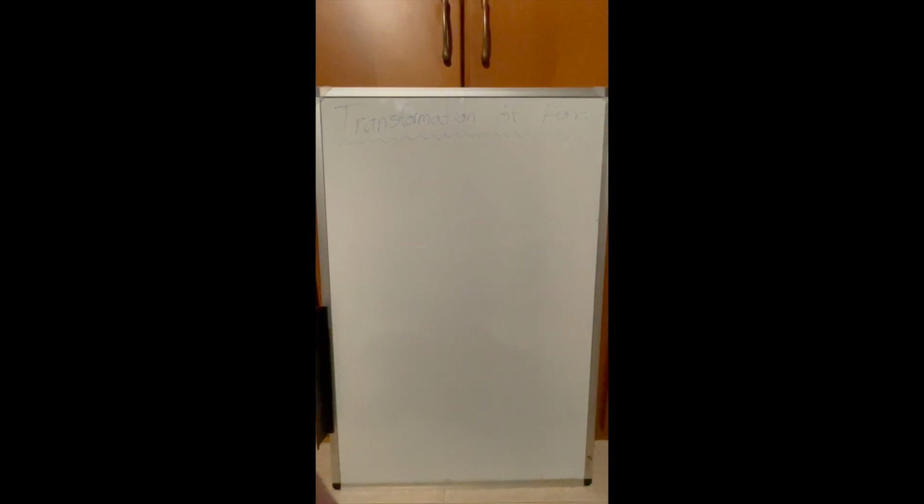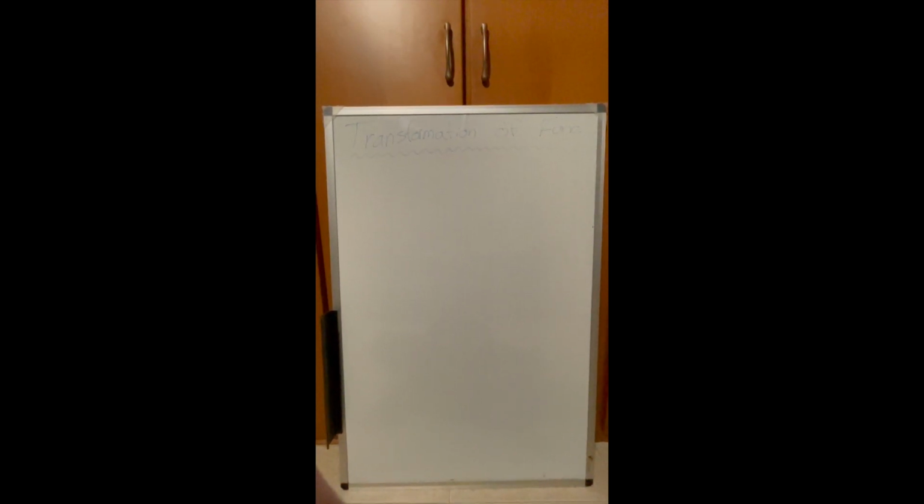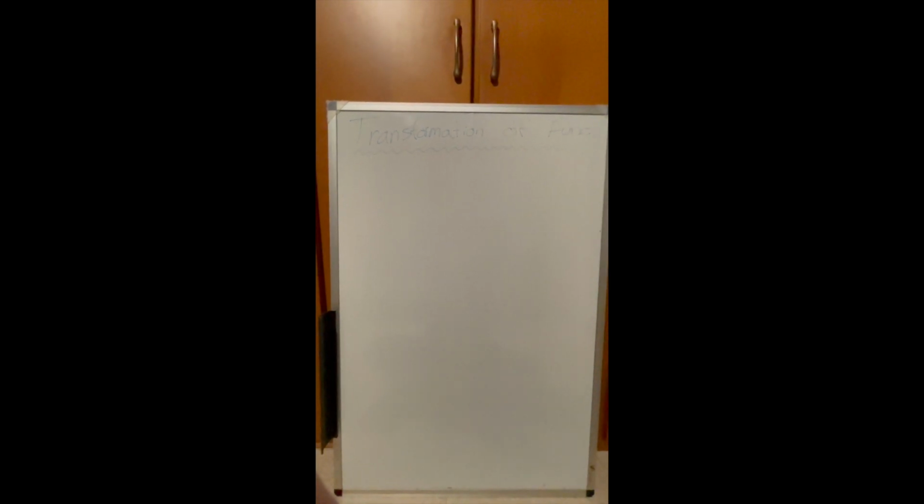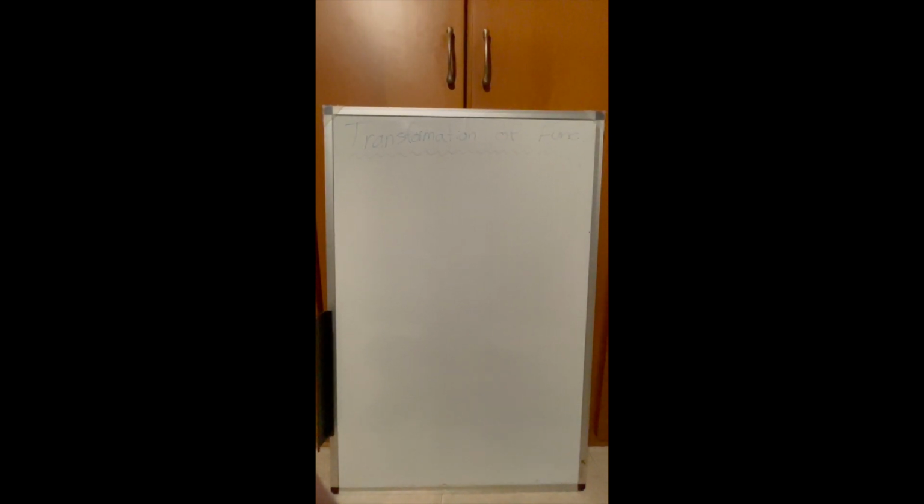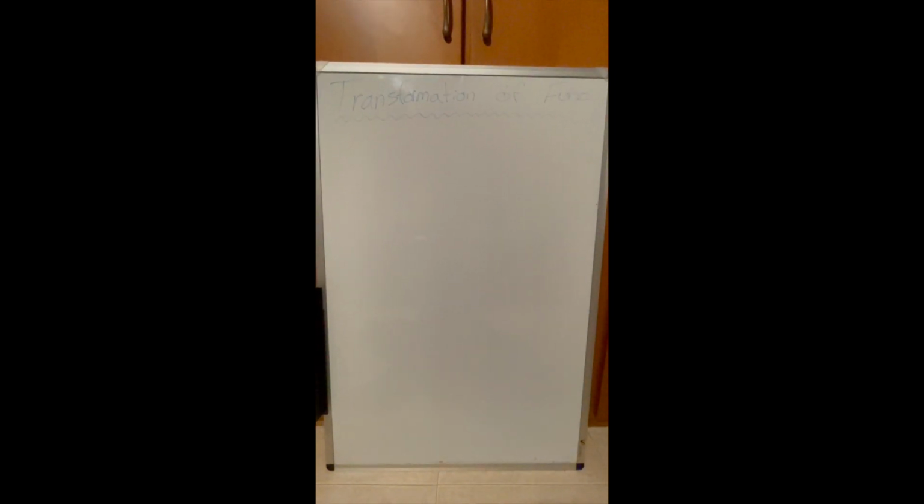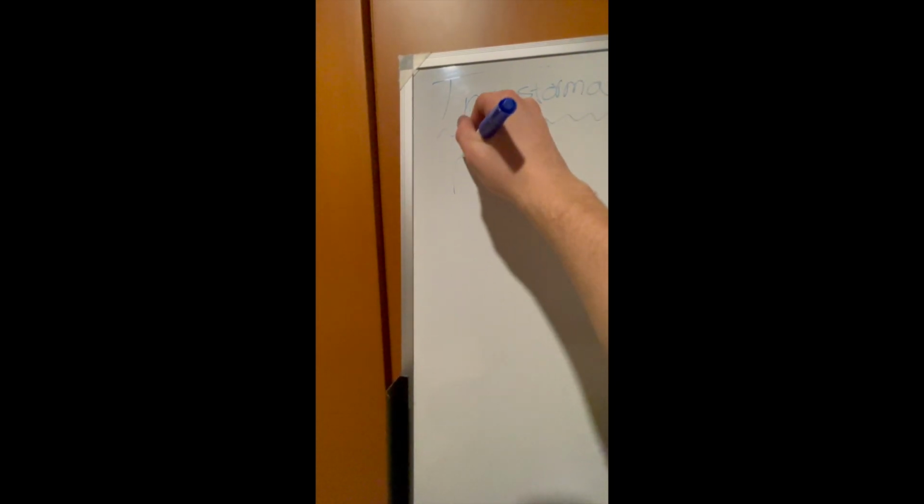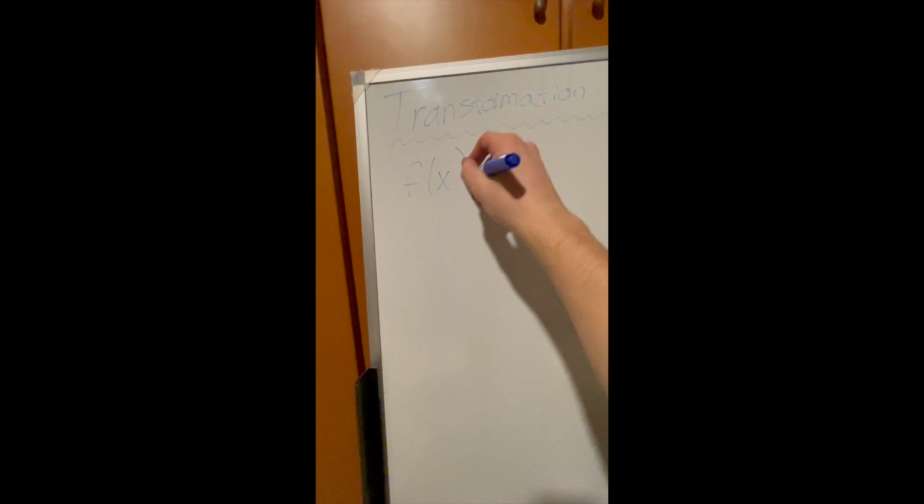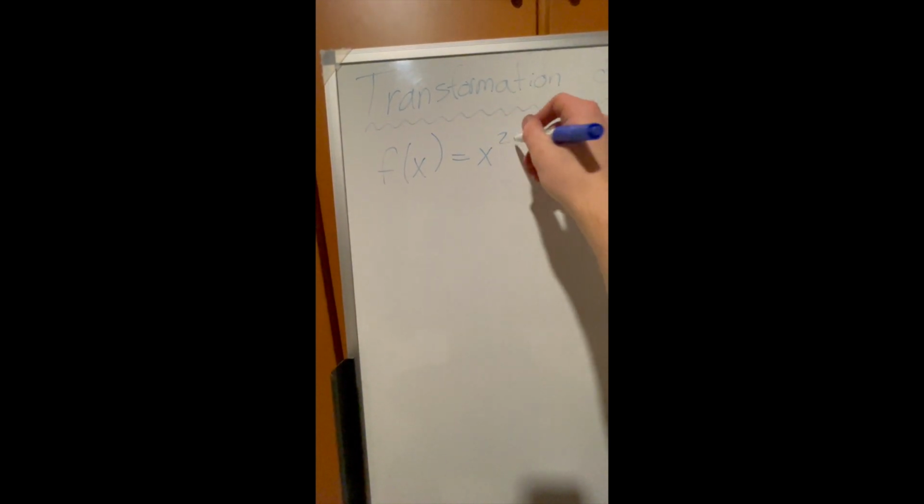Hello and welcome to our second video on transformations of functions, where we will apply these and draw them into graphs so we can better understand the concept. Let's start off with a very simple example. Our primary function is f of x equal to x squared.